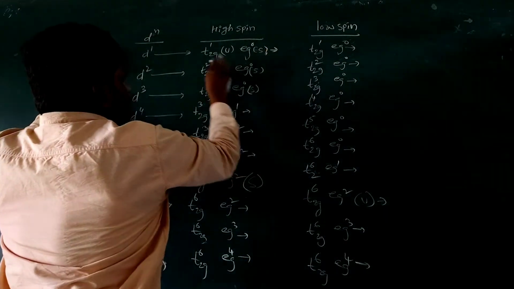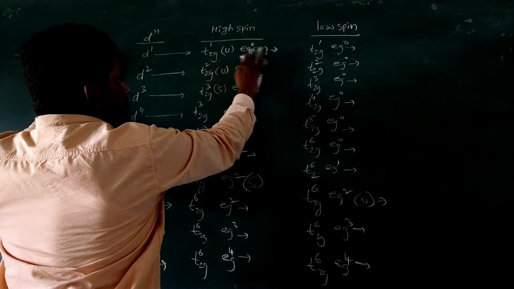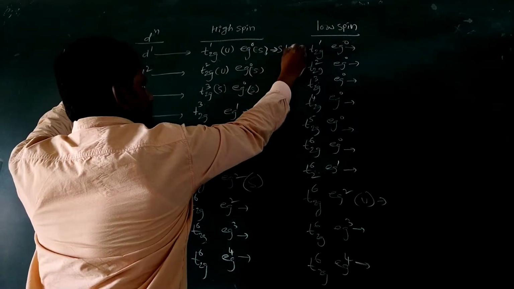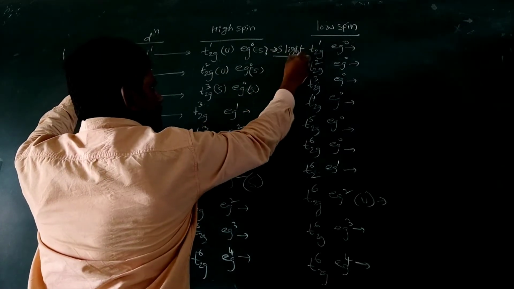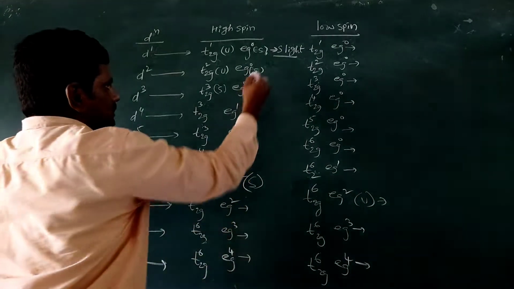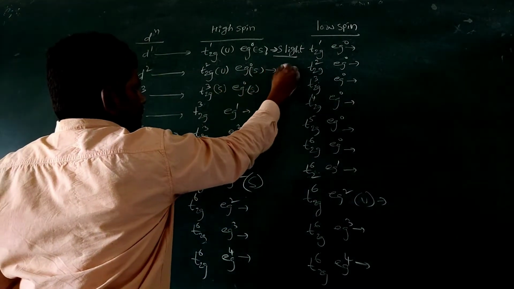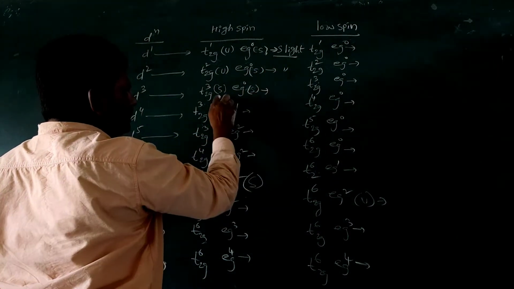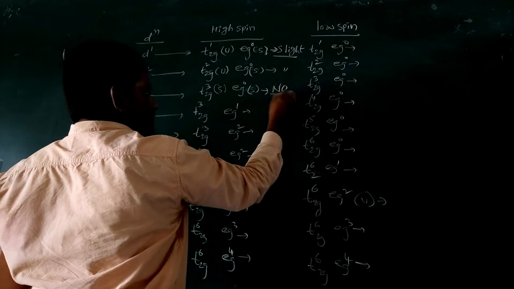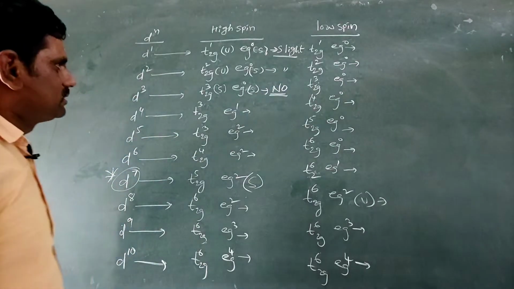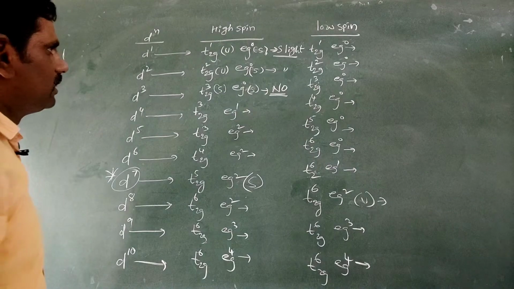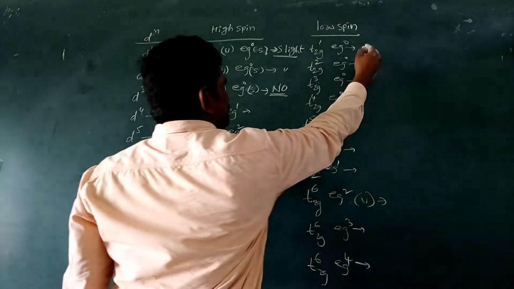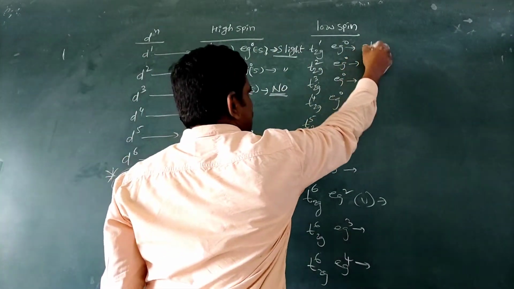After that, T2g unsymmetric, eg symmetric means you may expect a slight distortion. We have the conditions, let's go through with that. Same condition, slight distortion. Both are symmetric, so there is no distortion. The same thing will appear in low spin complexes also.